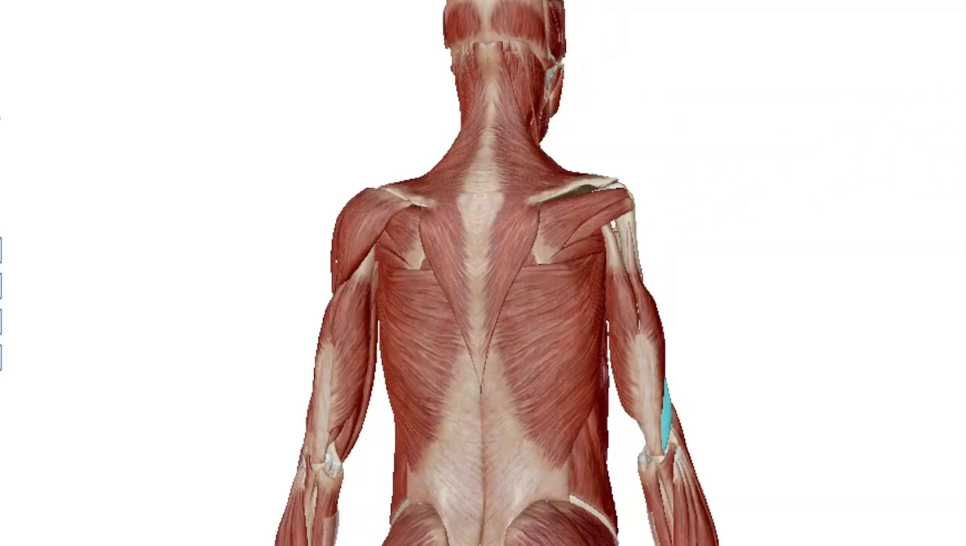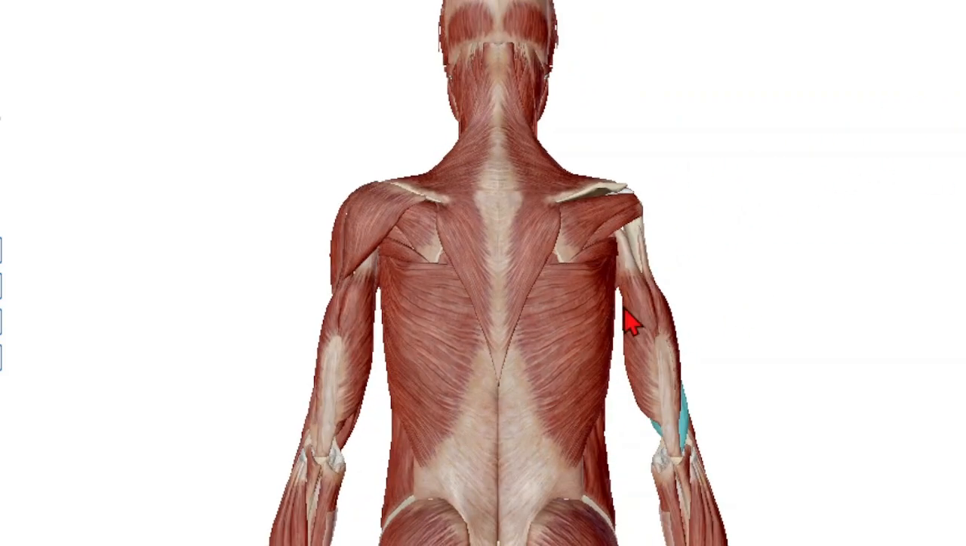So there are three heads: one is the lateral head, one is the long head, and one is the medial head. There is no short head, so just remove it. Okay, so we have removed the triceps muscle, and the triceps muscle is supplied by the radial nerve. The radial nerve moves to the posterior side.